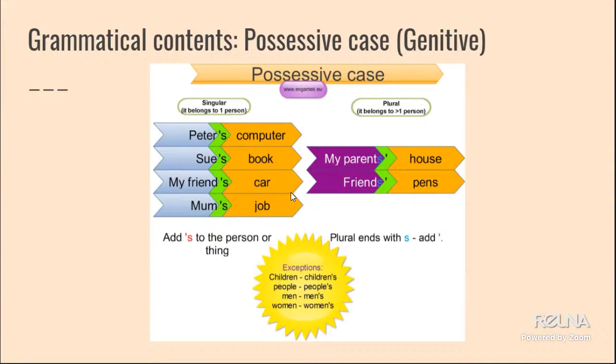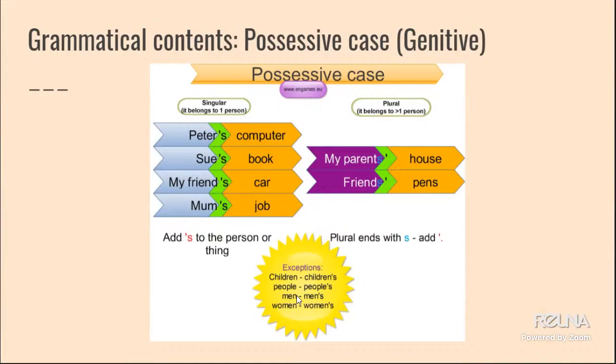Esto ocurre en la cultura anglosajona, se ve que la lengua la traba, pero no pasa en los idiomas derivados del latín, ¿ya? Peter's computer in this case, Sue's book, my friend's car, mom's job, okay? Hay muchos casos distintos, ¿ya?